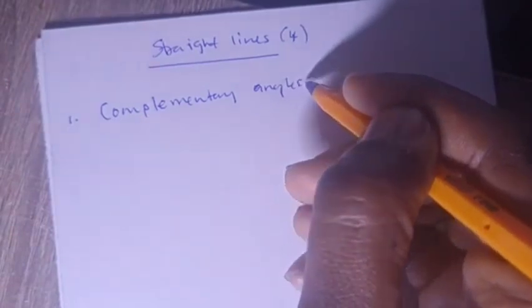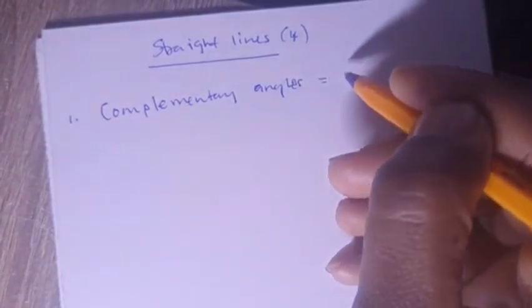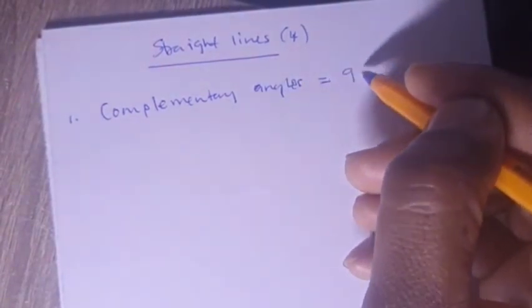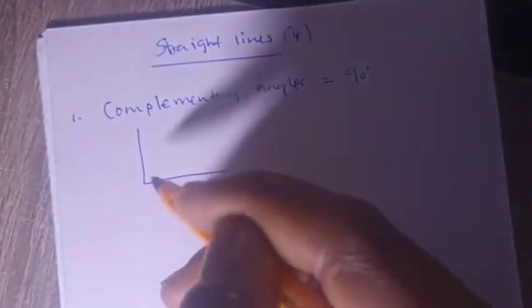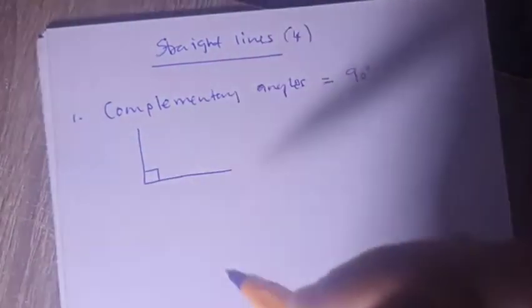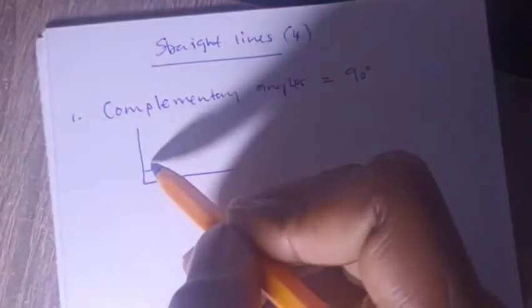Complementary angles. What do you know about complementary angles? They add up to how much? 90 degrees. Complementary angles add up to 90 degrees. So we spoke about a right angle. A right angle is the angle here. So this angle is how much?